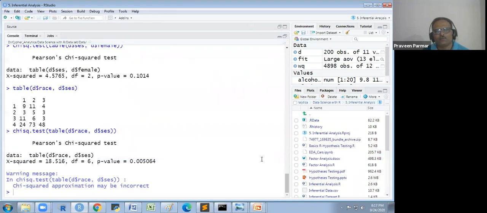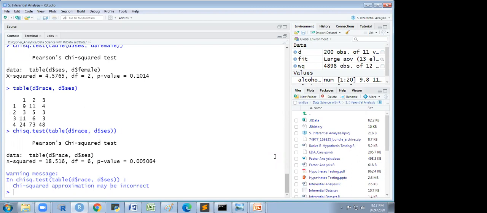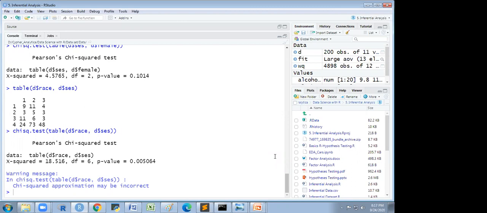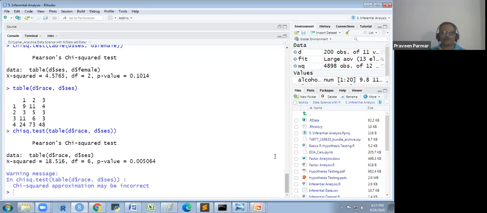You see, we are getting one warning here. In the chi-square test, chi-square approximation may be incorrect. R is telling that this may be incorrect. Why? Can someone explain? Why am I getting this warning message? Because we have some frequencies less than 5. Correct, Rimi. You are right.